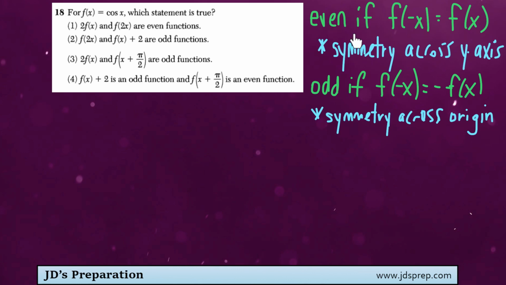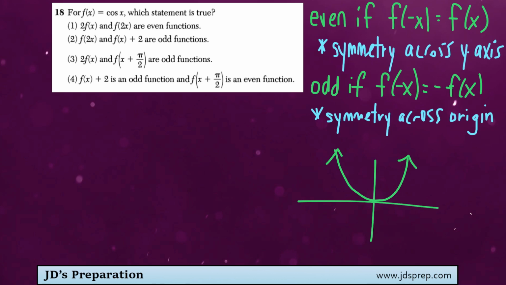So as a little reminder, a function is even if f of negative x is the same thing as f of x. Graphically, or visually, that means it's going to have some symmetry across the y-axis. As an example, let's say we had y equals x squared, or f of x equals x squared. That has symmetry across the y-axis. In other words, if you were to do a reflection across the y-axis, it would look the same.